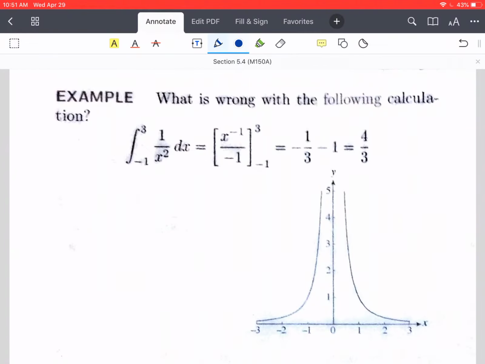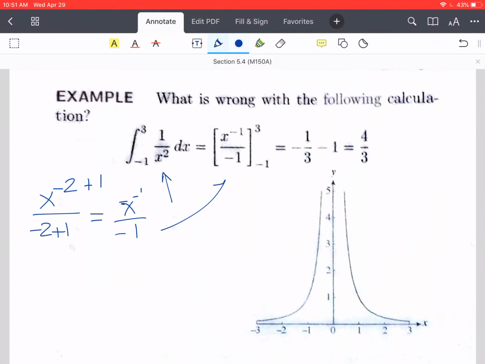So let's see, what do we do here? We had our function. We took an antiderivative, right? So that's x to the negative 2. We add 1, divide by that same number. So we get x to the negative 1 over negative 1.